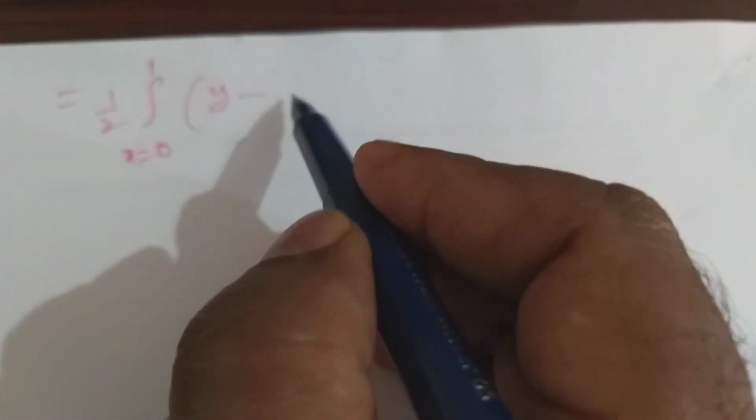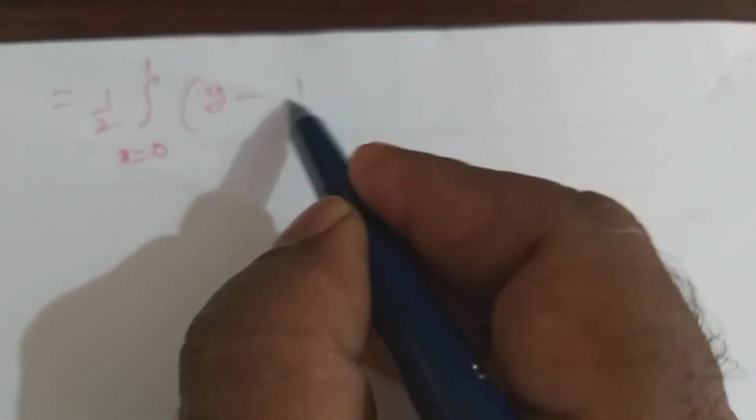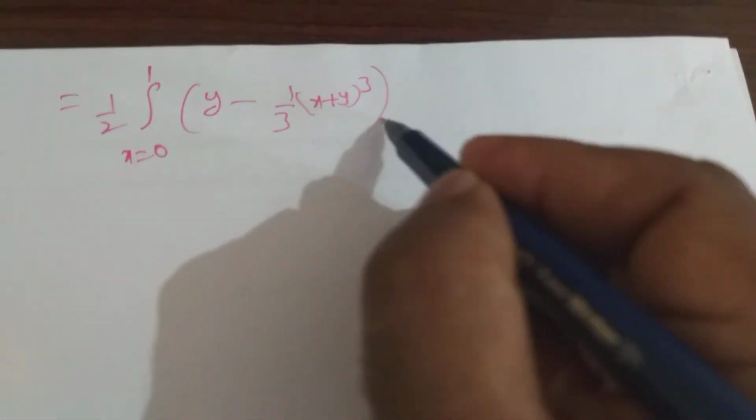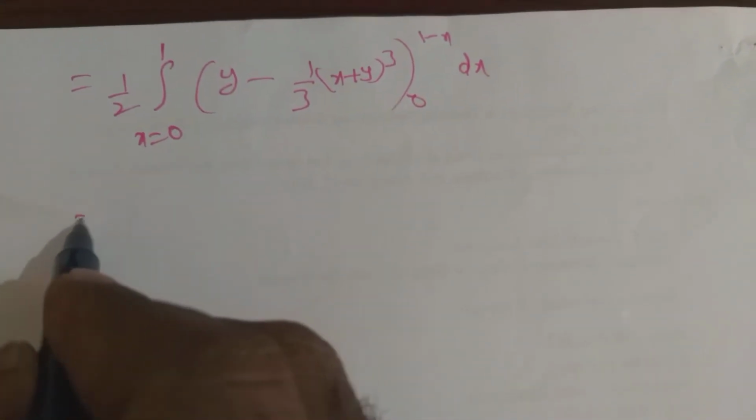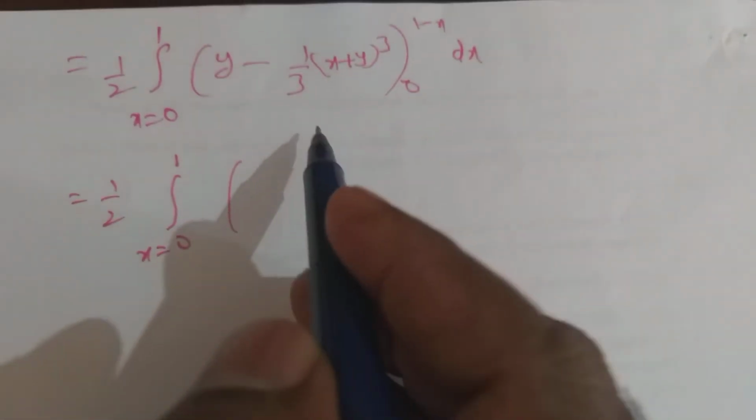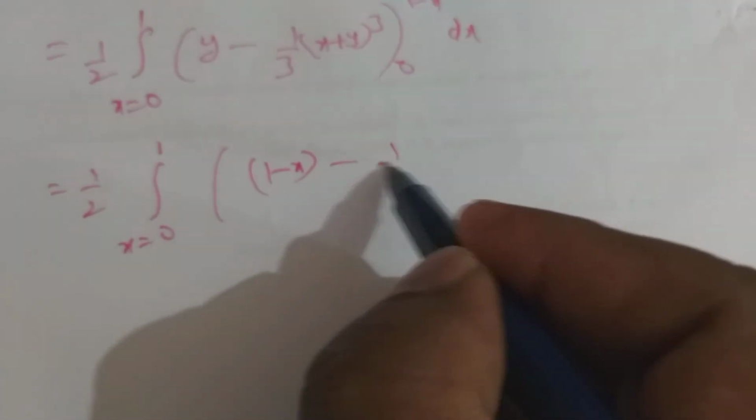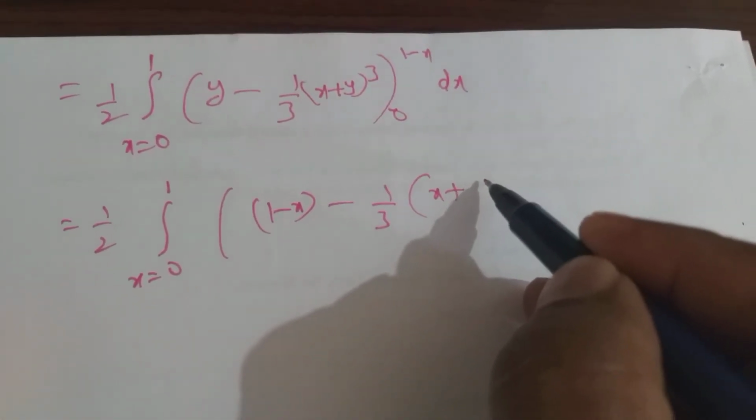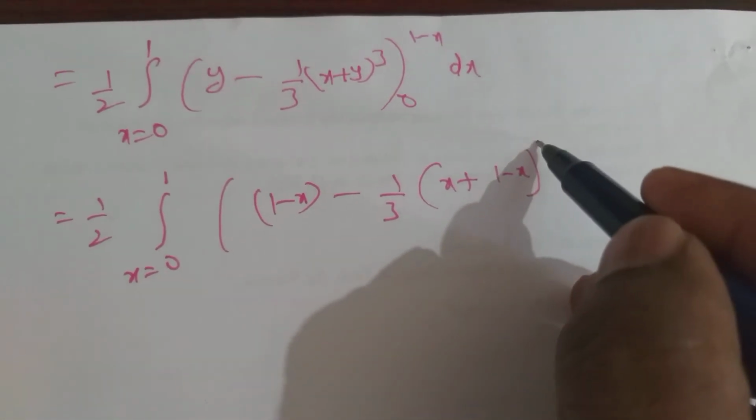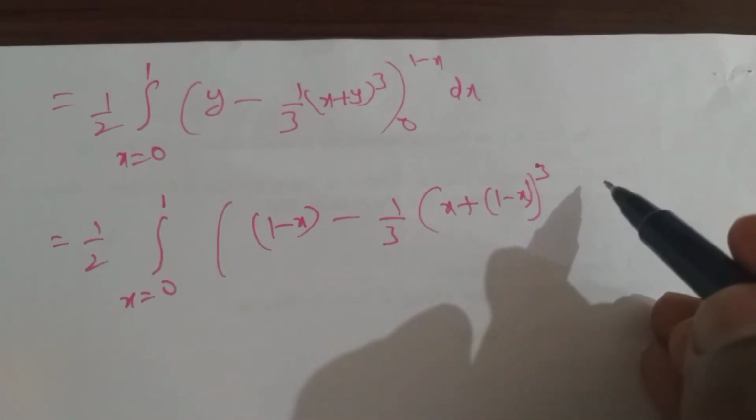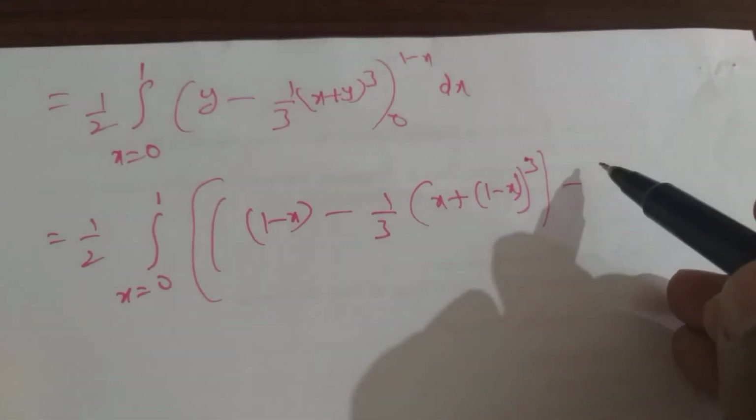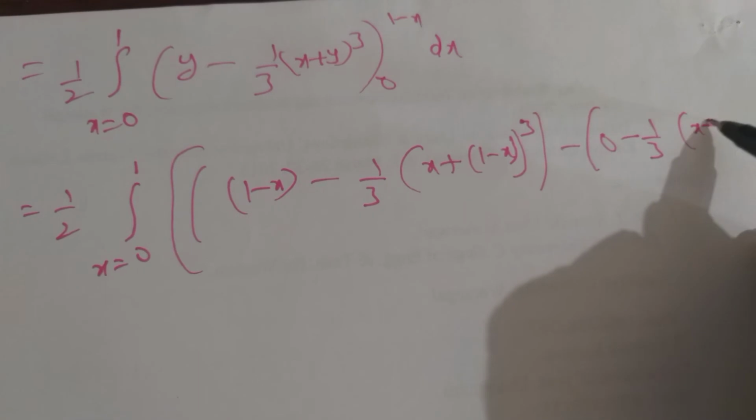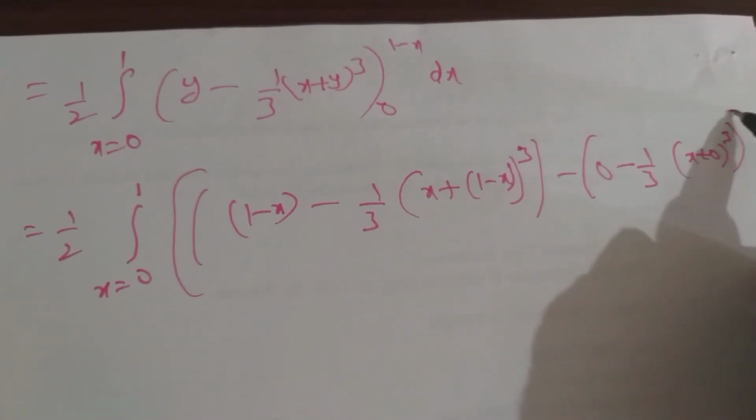After integration with respect to y, it is 1 by 2, x from 0 to 1, of y, the integration of 1 is y, and the integration of (x plus y) whole square with respect to y is 1 by 3 (x plus y) whole cube, with limits of y from 0 to 1 minus x, and then integrating with respect to x. 1 by 2 integrating x from 0 to 1, substitute the upper limit in place of y: 1 minus x minus 1 by 3, so 1 minus x whole cube, and the lower limit in place of y: 0 minus 1 by 3 (x plus 0) whole cube, integrating with respect to x.